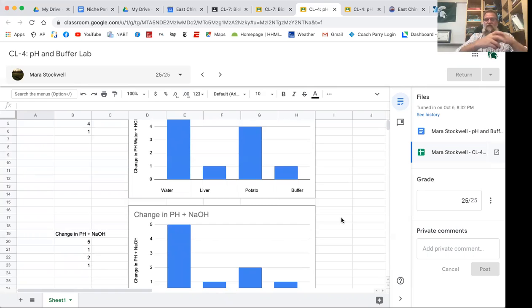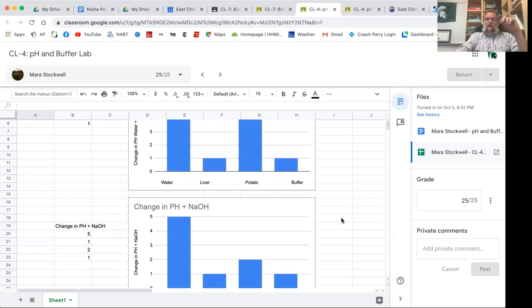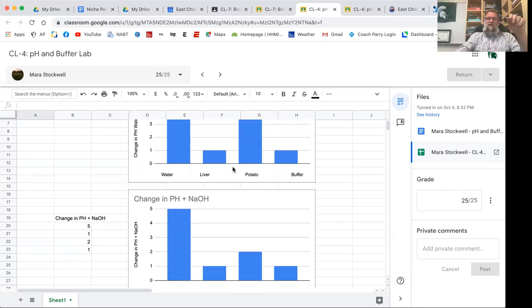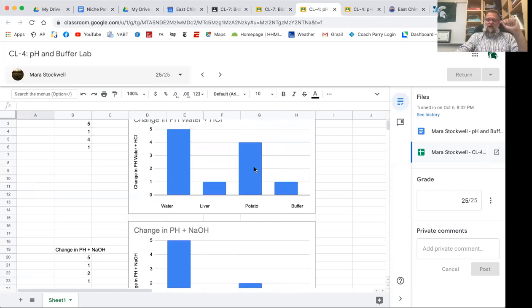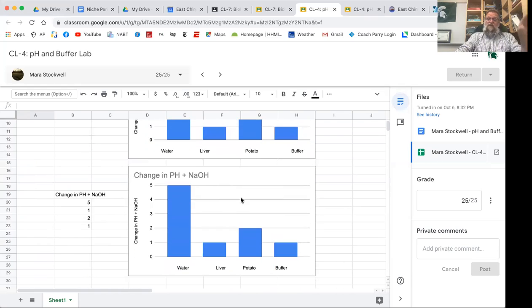So then we looked at liver and potato. Liver did better as our animal representative. You can see liver had much more resistance to change. It only changed 1 unit each. Potato, not quite as good, maybe not as concentrated as a mixture, but better than water, which shows both potato and liver have some ability to resist pH change, which if you're a living organism, you got to be able to do. You got to be able to maintain homeostasis.